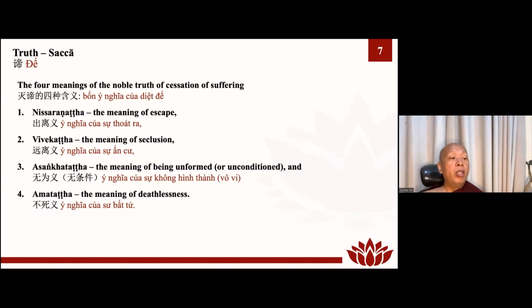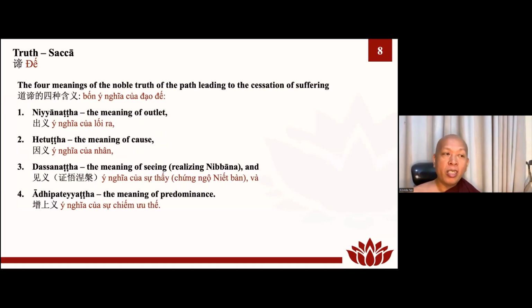Okay, now the last one, Amatata, the meaning of deathless. Actually, you already know what deathless is, right? We don't need to explain that one. So whenever we are going to talk about the noble truth of the cessation of suffering, we have to remember these 4. Okay? So now we have to continue with the last group of the noble truths.